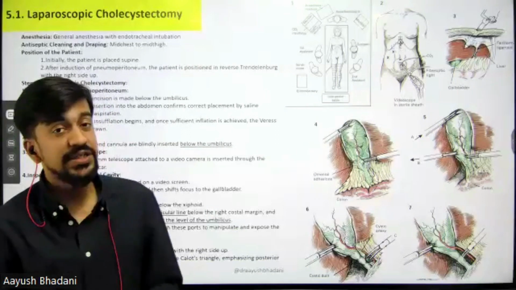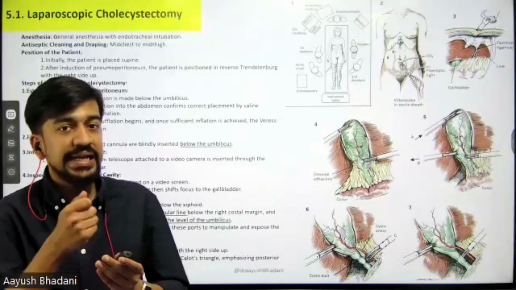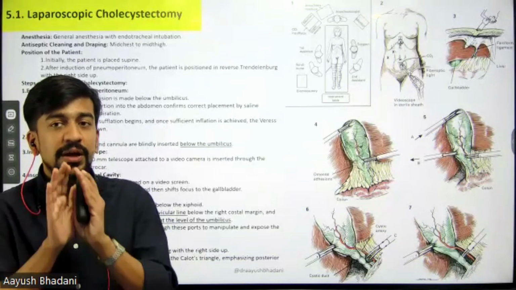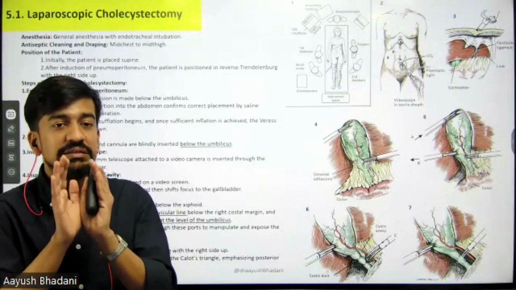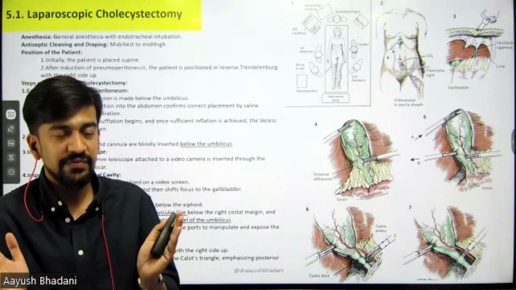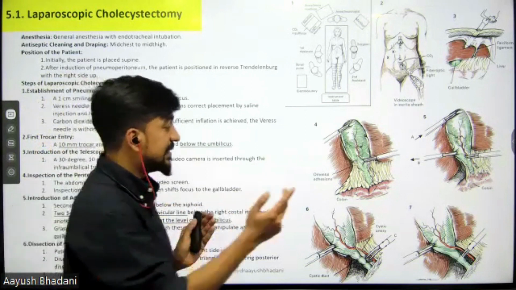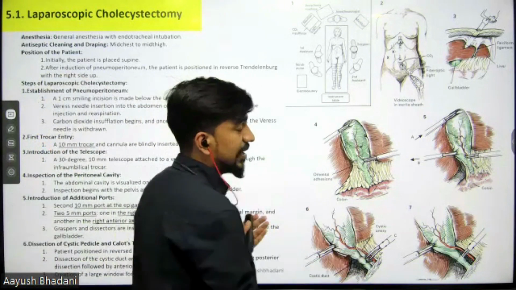There might be bowel adhered to it. There might be some other structures. So you need to be carefully dissecting them out so that you can perfectly achieve the right Calot's triangle and the critical view of safety, where two and only two structures should enter the gallbladder. That is the cystic duct and the cystic artery.